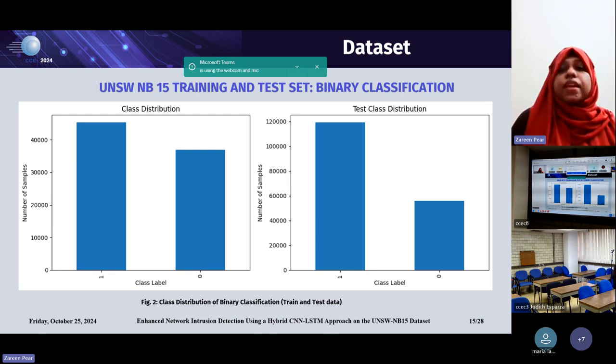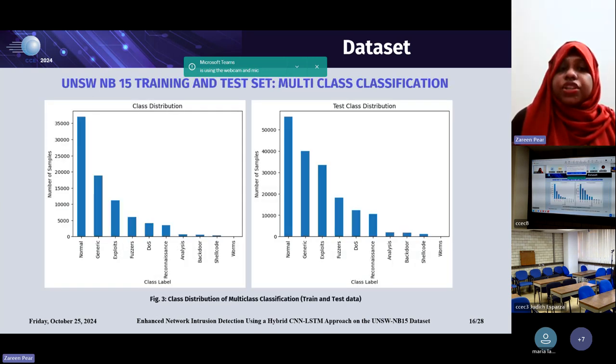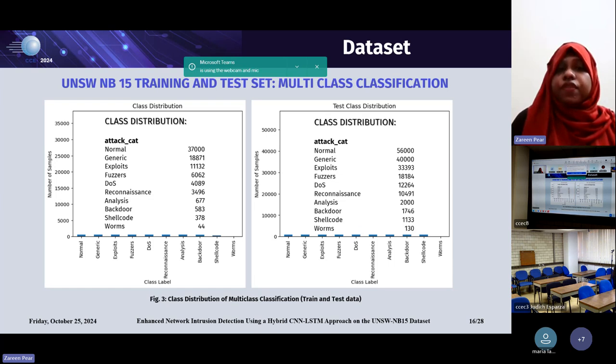This graph shows the data imbalance of binary classification, where we can see the data distribution for the attack class and non-attack class. And here are the records mentioned in UNSW NB15. And for multi-class classification, here is the data distribution. And these are the records for multi-class classification for both train and test data.